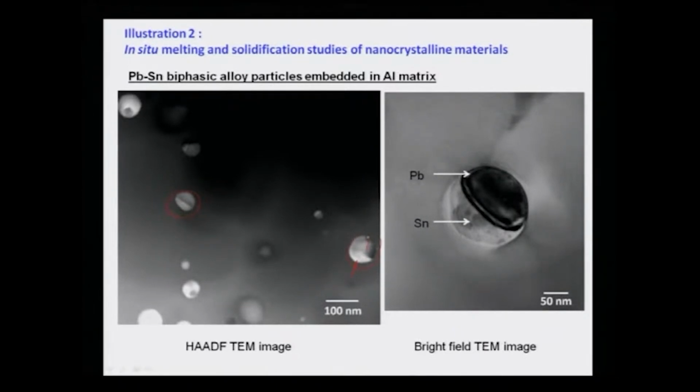As I said, the bulk of the particle, as you see in the right-hand side picture, is tin, while the cap is basically lead. Lead, having a higher atomic number than tin, will look brighter in the HAADF images. This is again taken from our own work. So, one can use this particular technique to decipher this kind of information, and to decipher the presence of different phases.